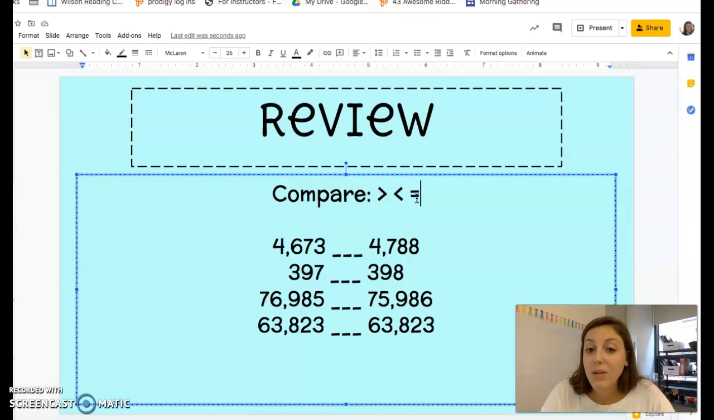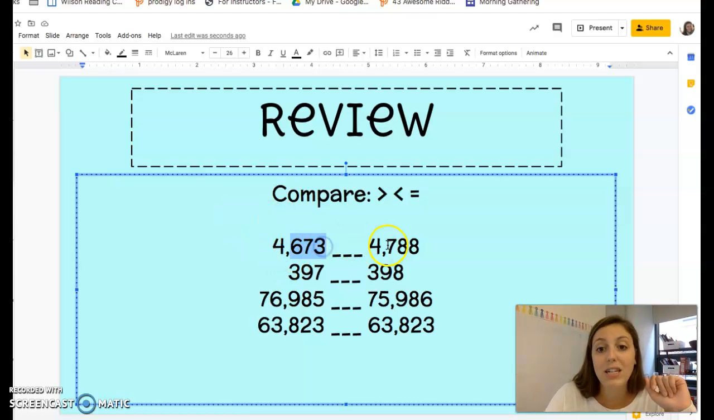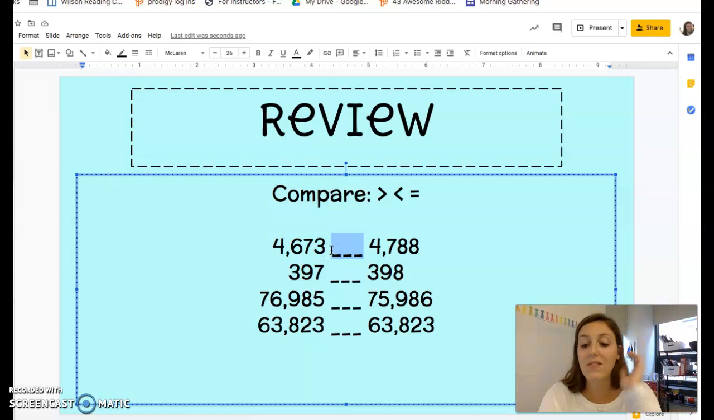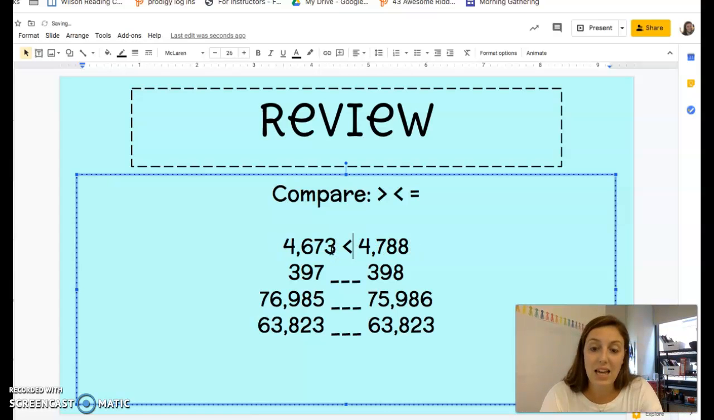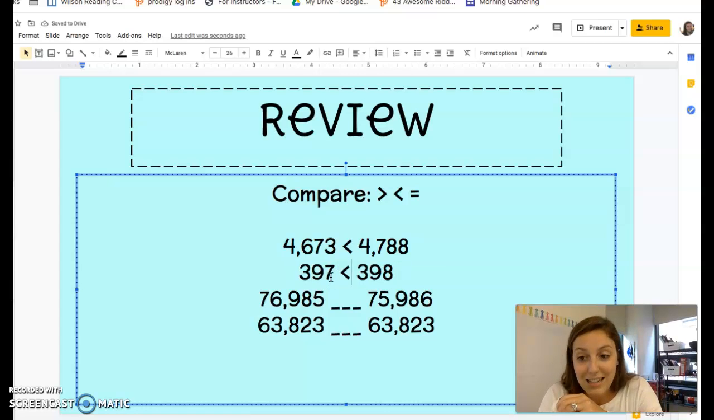Okay, so I'm noticing that this number, 4,673, and 4,788, both have a 4 in the thousands place. So if I look at the next place value, I have a 600 and a 700. 600 is less than 700, so 4,673 is less than 4,788. Same thing with my next one. 397 is less than 398.